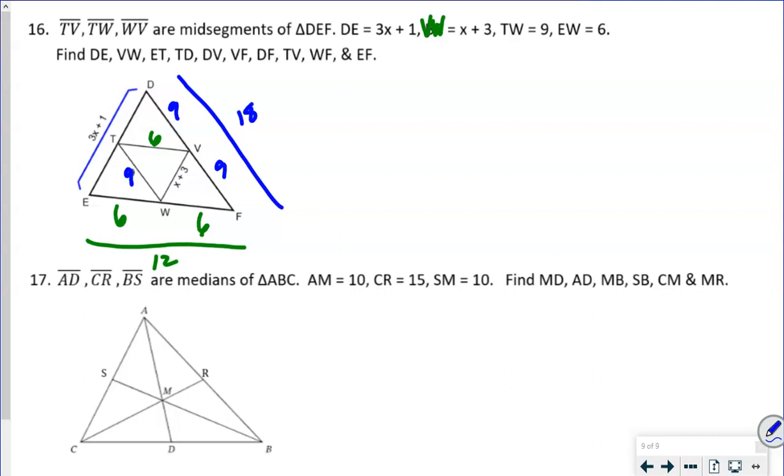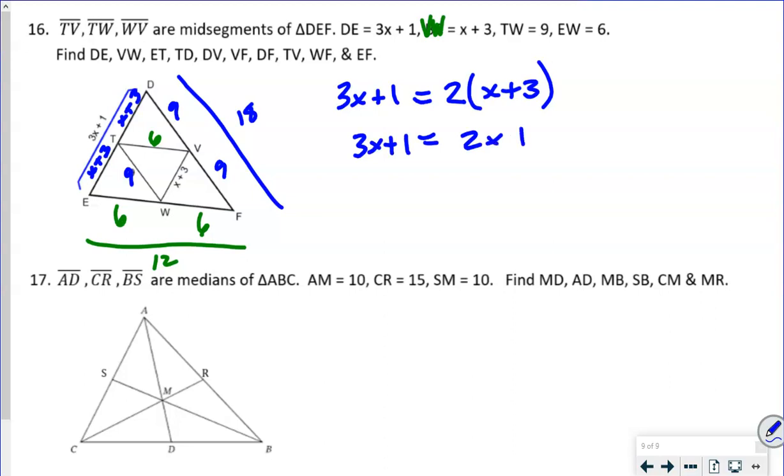Now, let's think this through. There's two ways we could do the relationship between ED and VW, but this is the way I'm going to suggest you do it. 3x plus 1, isn't that equal to 2 times x plus 3? I think that's going to be easier than taking half of things. Y'all got me? Because if I have this is going to be x plus 3 here and x plus 3 here, right? So that's why I'm setting it up this way. And it's going to be equal to the whole thing, okay? So that's going to be 3x plus 1 is equal to 2x plus 6.